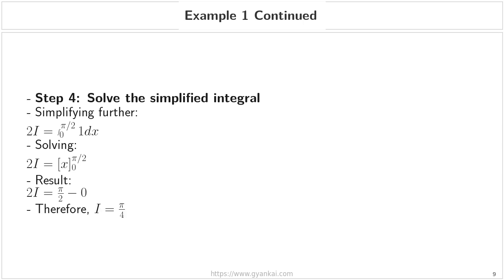Finally, to isolate I, we divide both sides of the equation by 2. This gives us our final answer, I equals pi over 4. And there you have it. We've successfully evaluated the integral using the reflection property. Remember, this technique is particularly useful when dealing with trigonometric functions, as we've demonstrated here. In the next example, we'll see how this property can be applied to a different type of trigonometric integral involving tangent functions.